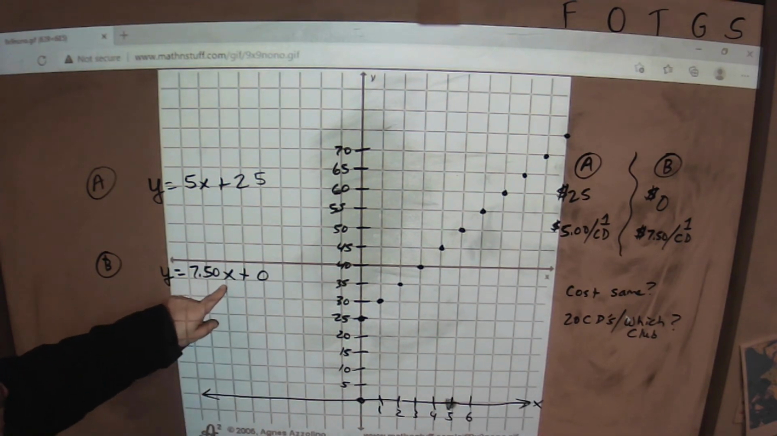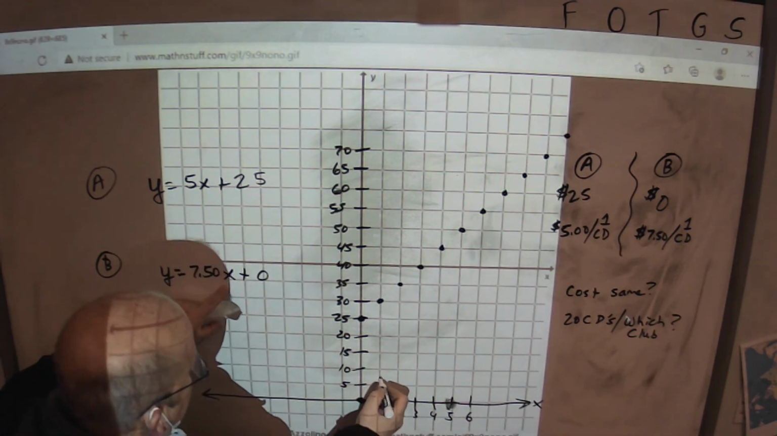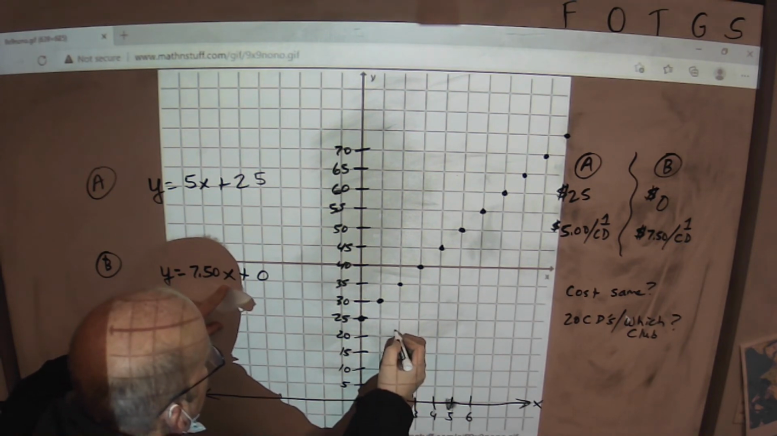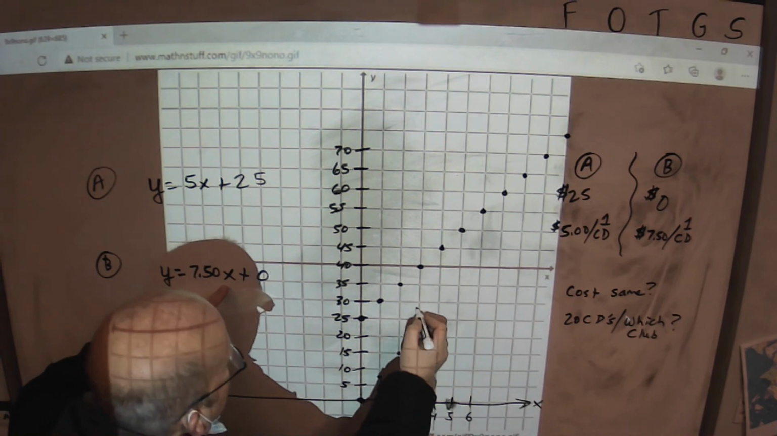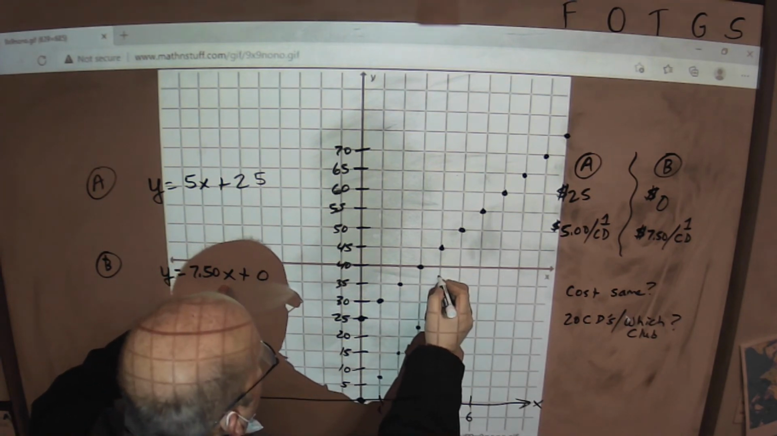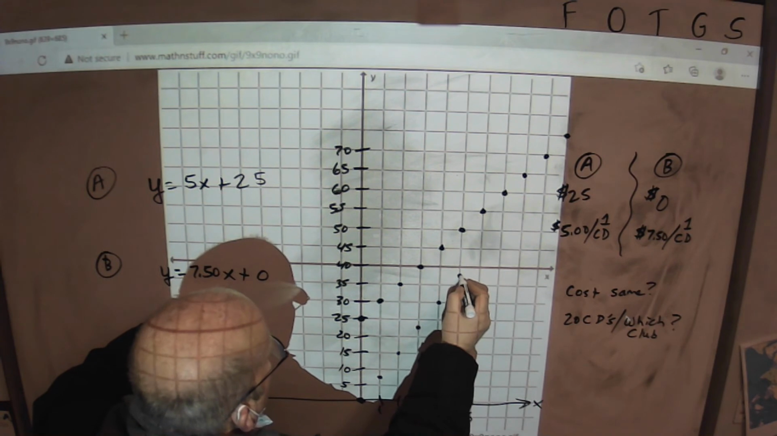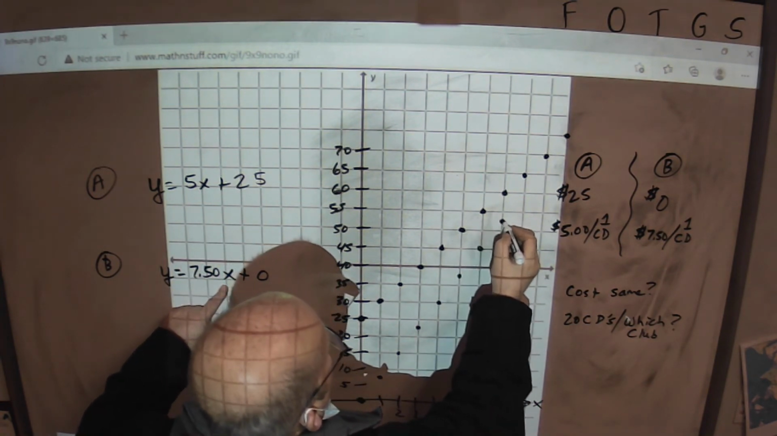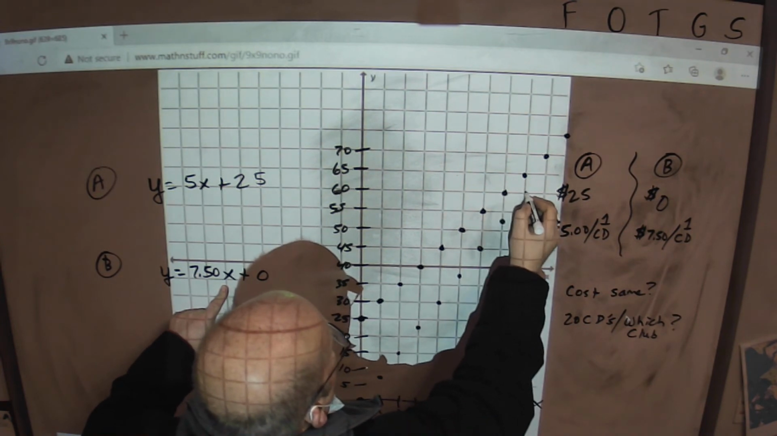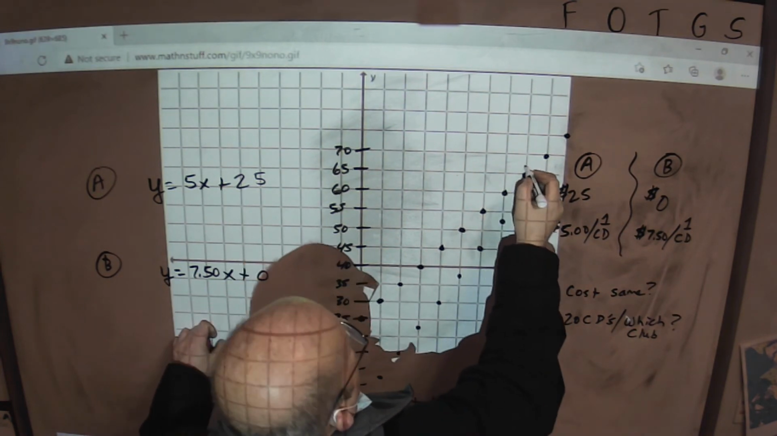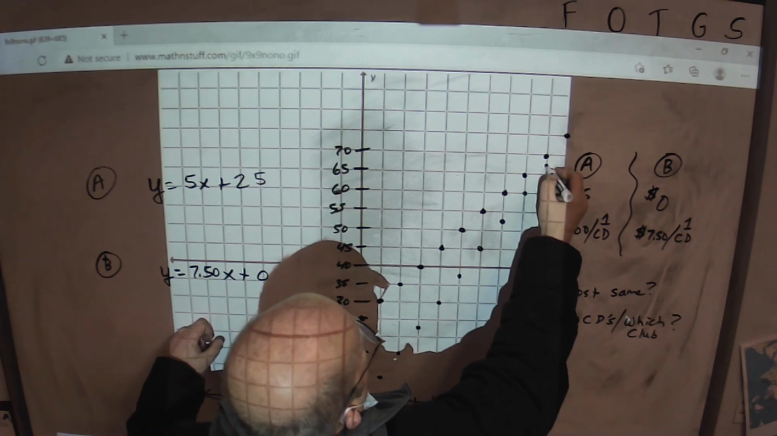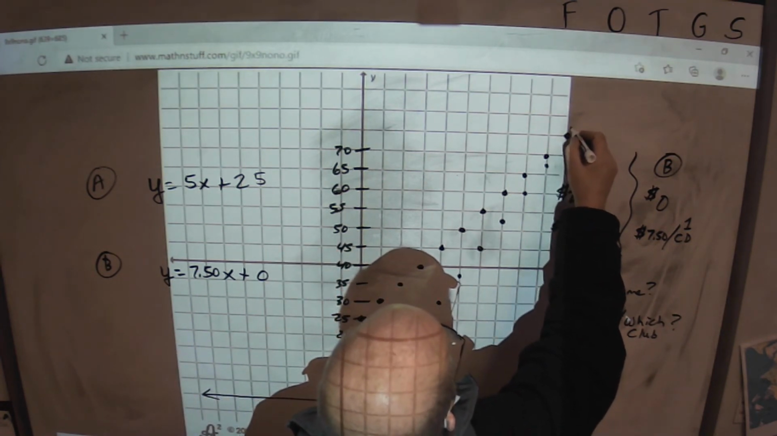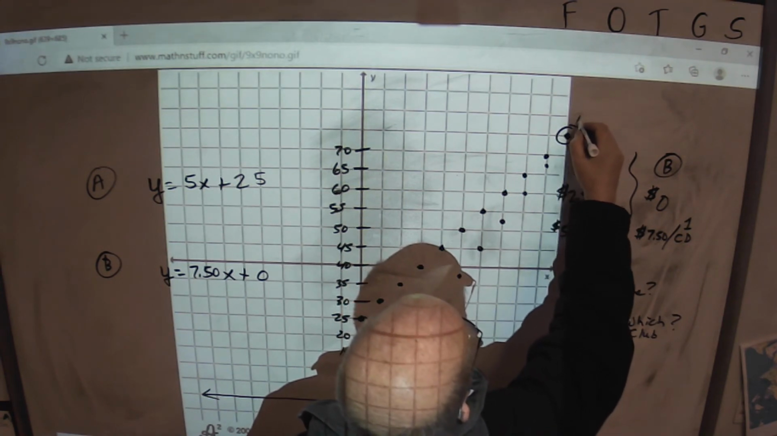Now what about this one? We're going to start down here. We're going to go up 750 and then over 1. 750 over 1, and again, 750 over 1, repeating the step. Hey, guess what? They finally meet right here at this spot.